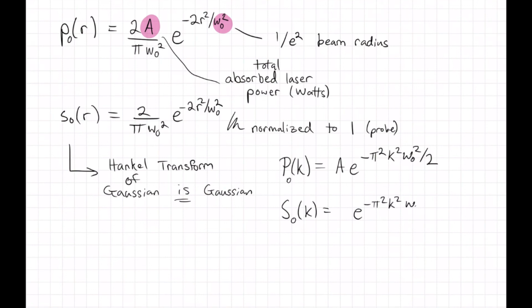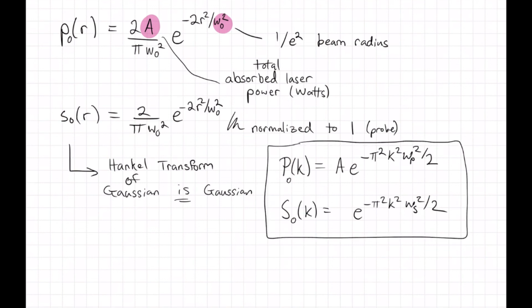And although Cahill doesn't do this in the original paper, you might think about the fact that the pump and probe might actually have a different spot size in a real TDTR system. So I'll just leave them that way.